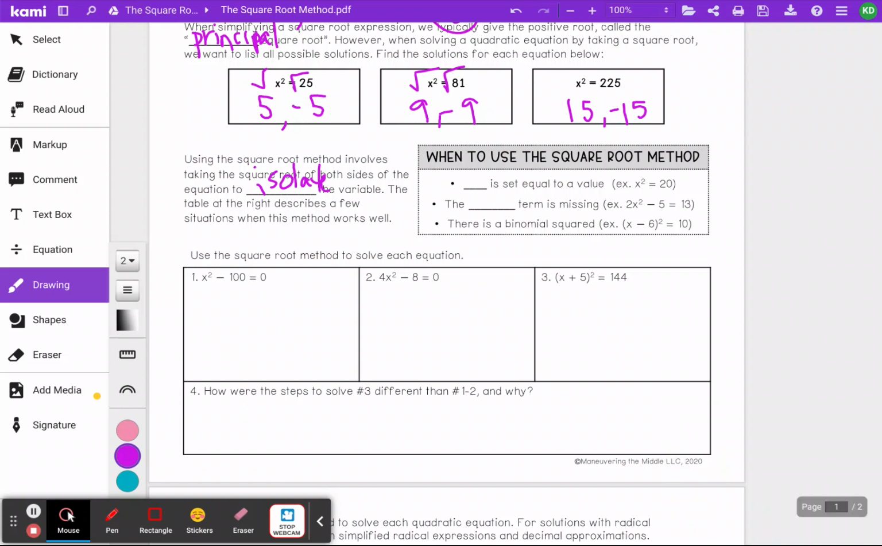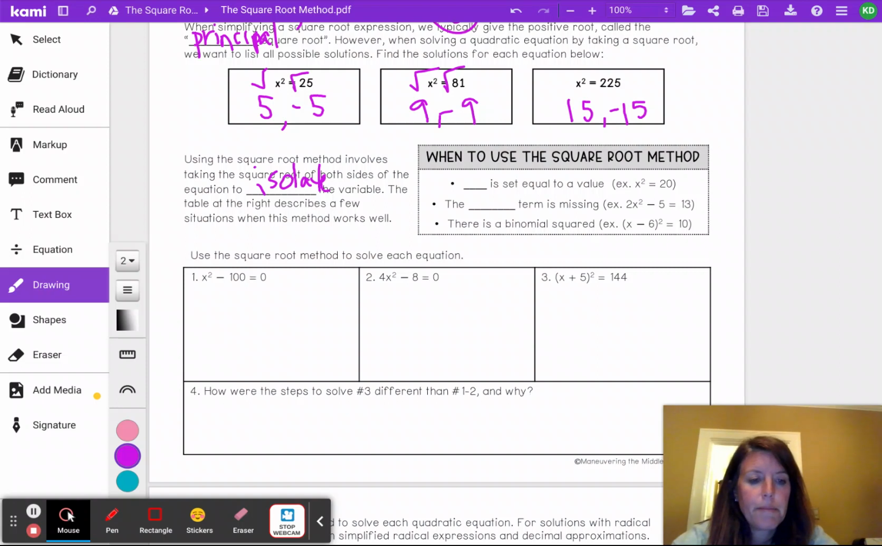Okay. So the first time when you would use the square root method is when you've got x squared is equal to a value. So like x squared equals 20 or x squared equals 25. That's when you would take the square root of both sides in order to solve for x.